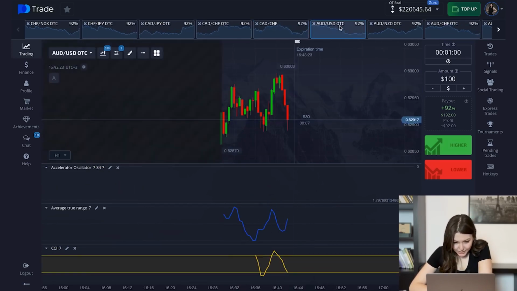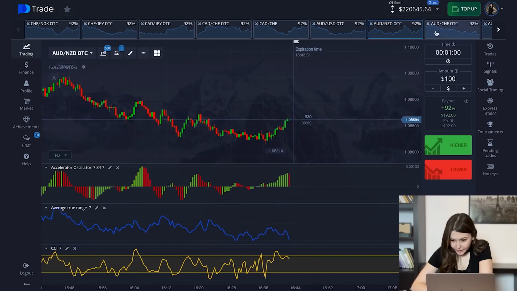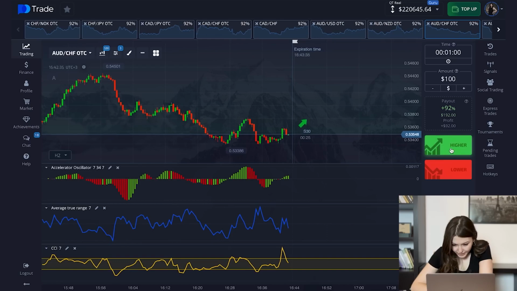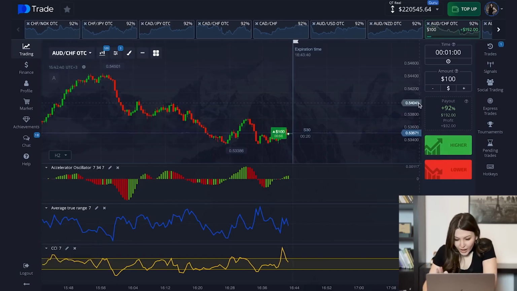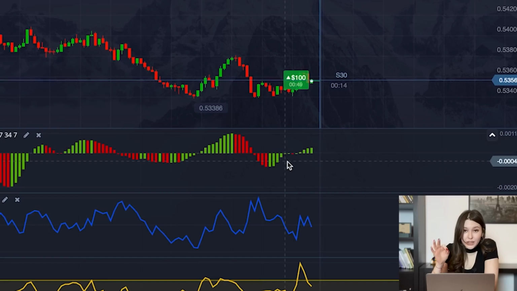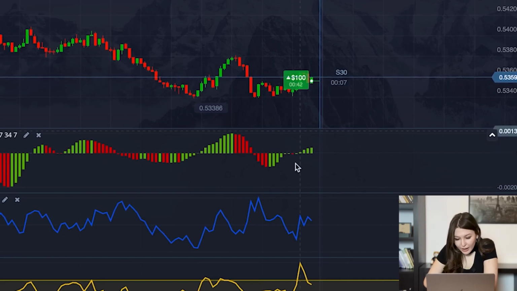So let's see what's happening here. I'm thinking that probably this one is looking nice. So we are going for a 1 minute deal for high point, and I'm gonna tell you why. First of all, we're looking at the oscillator and we can see that we have the buyers on the market, showing us that we have this moment to go upwards.